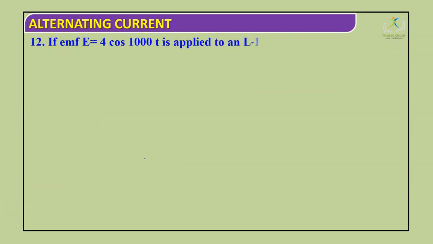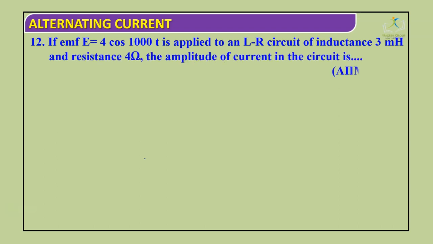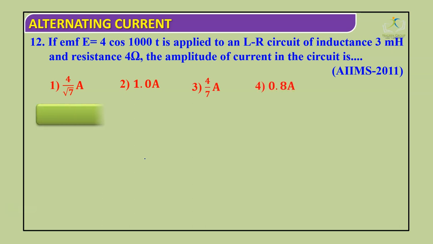Next question we have: if EMF E is equal to 4 cos 1000 t is applied to an LR circuit of inductance 3 millihenry and resistance 4 ohm, the amplitude of the current in the circuit is 4 by root 7 ampere, 1 ampere, 4 by 7 ampere, or 0.8 ampere.